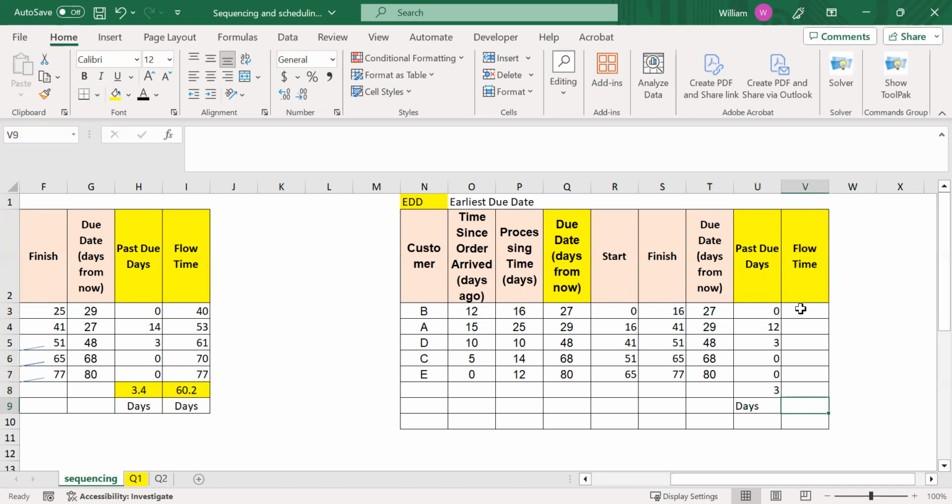Okay. The flow time, just like we did with the first table, the flow time equals the time since the order was received plus your finish time. Okay. So that gives us flow time for all the different customers. Again, the last customer is going to take 77 days before they get their product back. But let's calculate the average here and see how much of a difference we have.